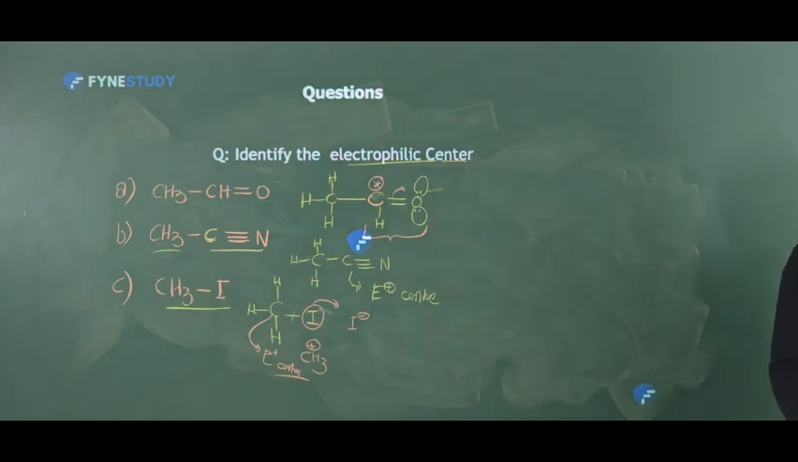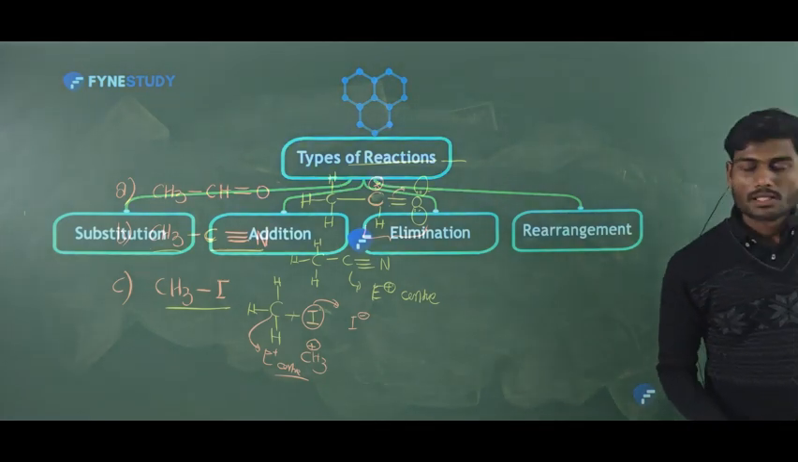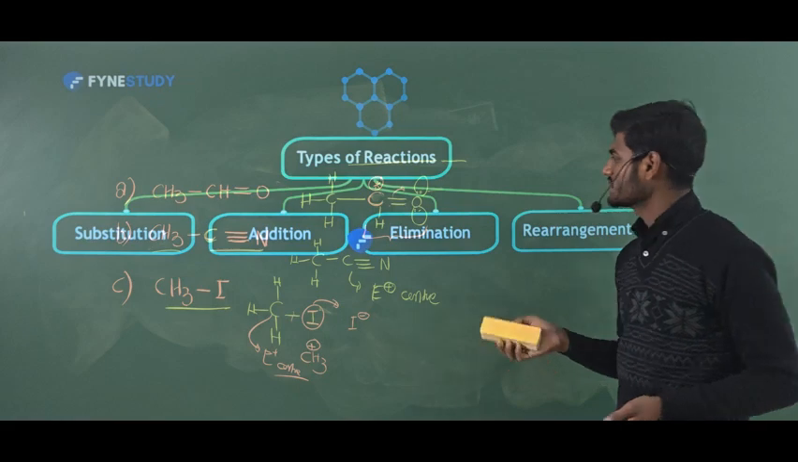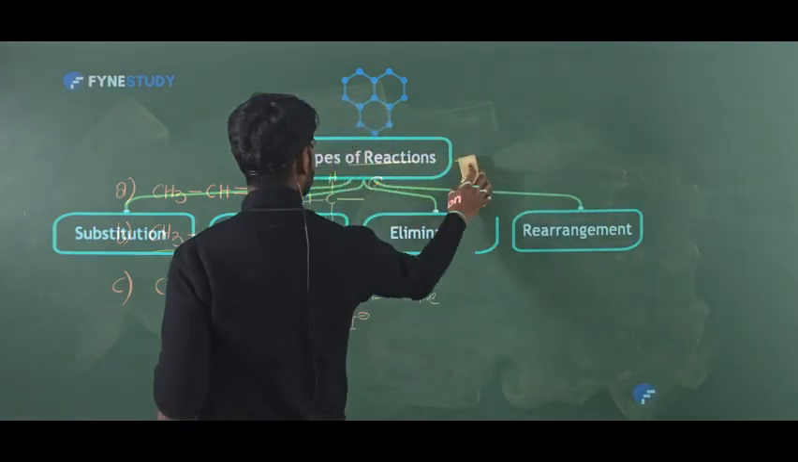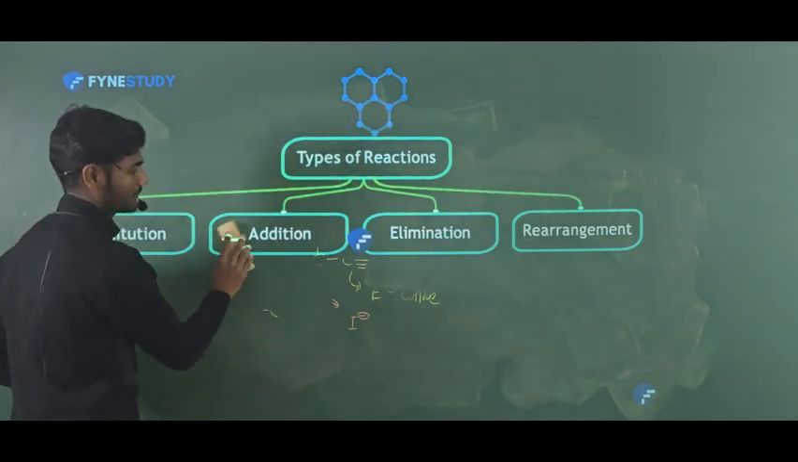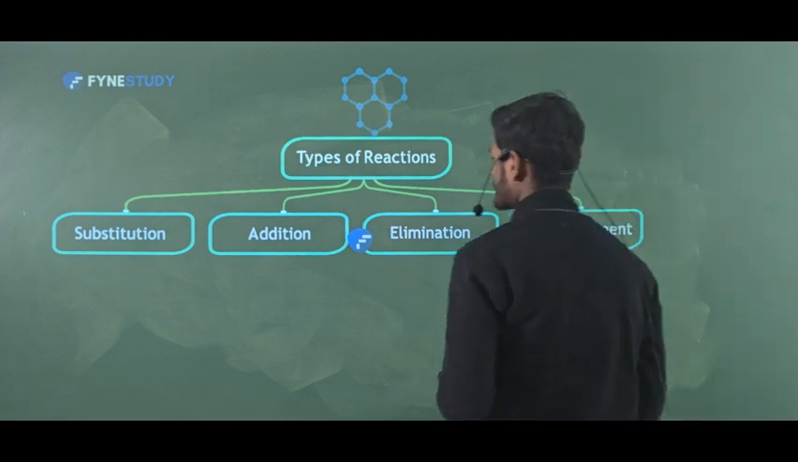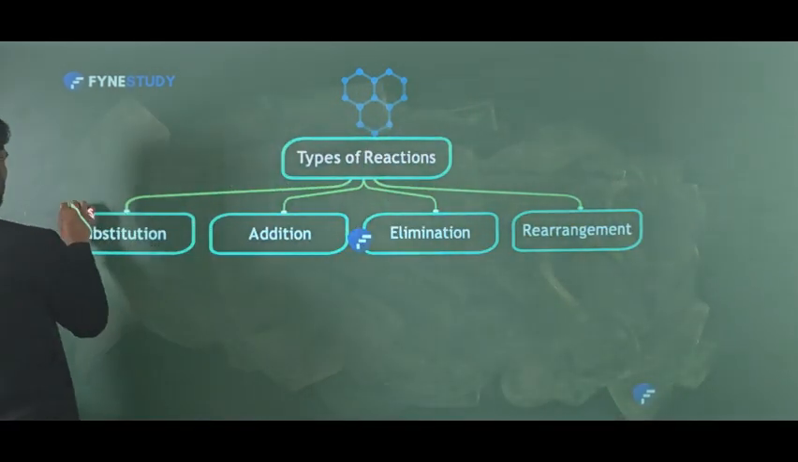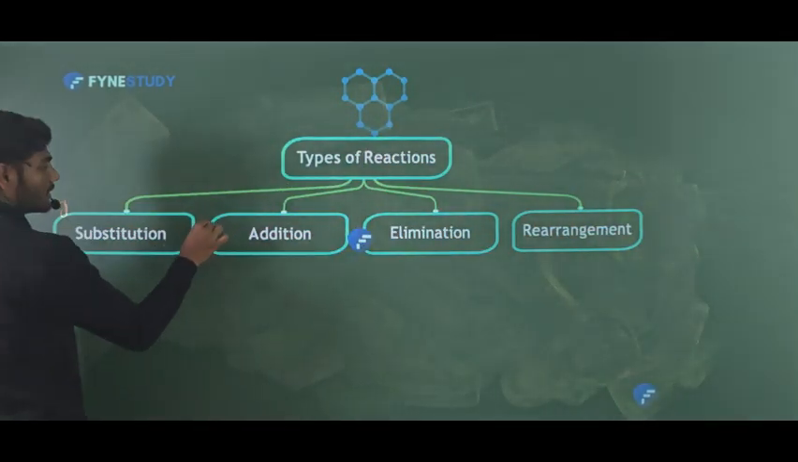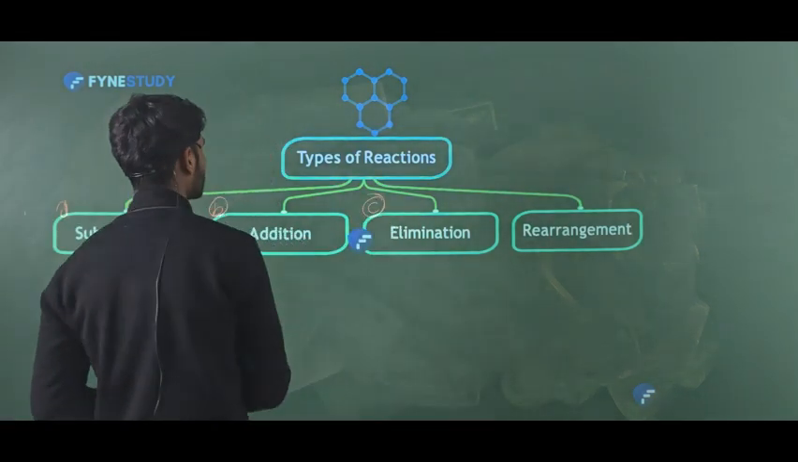Okay, now let's move on to the next. Now we'll discuss the types of reactions. See, there are total 3 types of reactions only. Rearrangement is not a type of reaction, it's a part of a reaction. So we'll discuss these 3: substitution, addition, and then elimination.